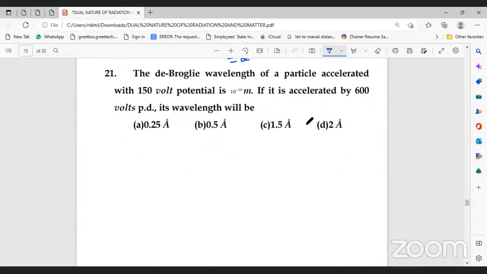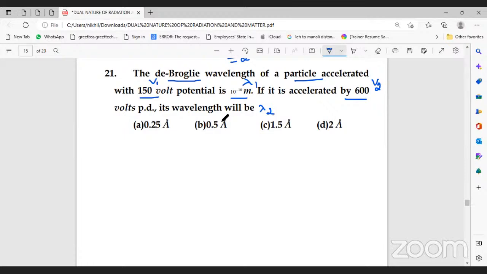Yes. Come to this. The de Broglie wavelength of a particle accelerated with this potential is 10 power minus 10 meter. This is lambda 1, and this is V1 potential. Now it is accelerated with 600 volts, V2. Then what is lambda 2? They are talking about the same particle.